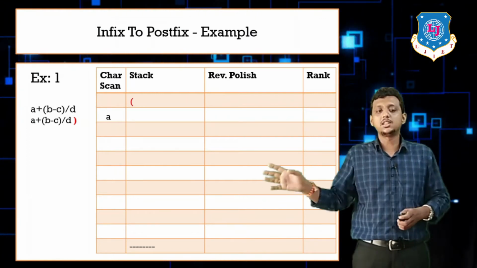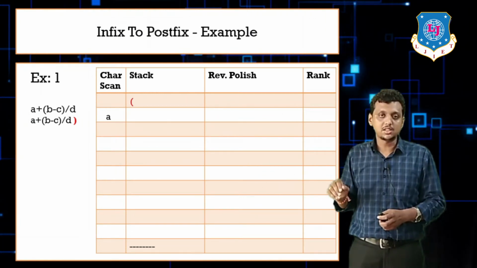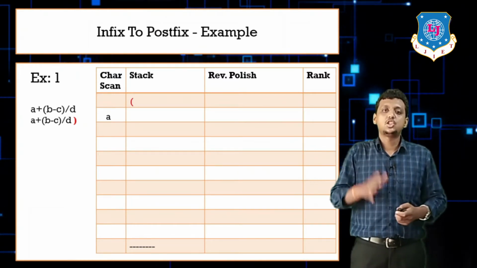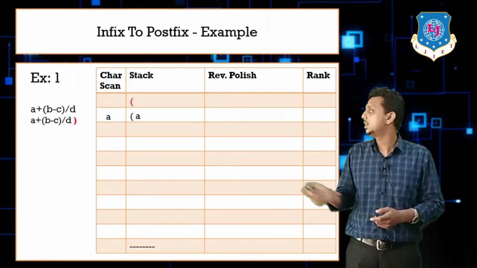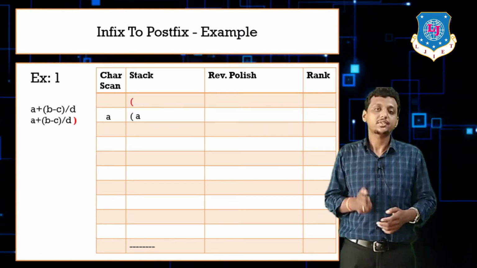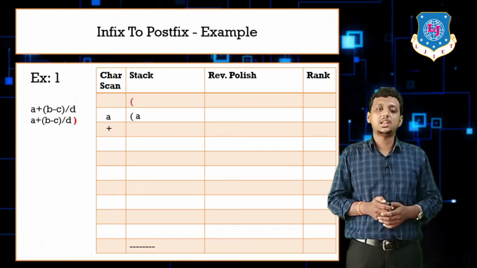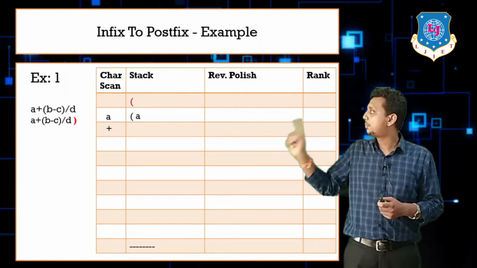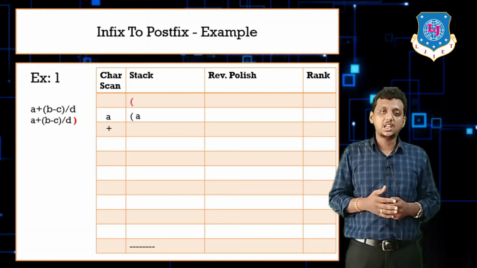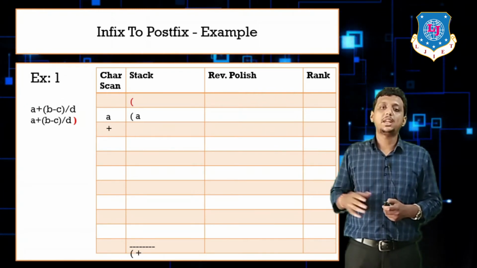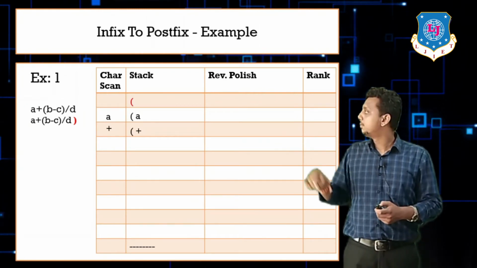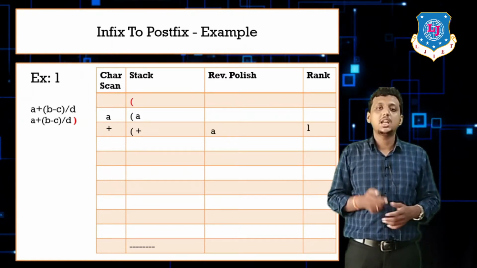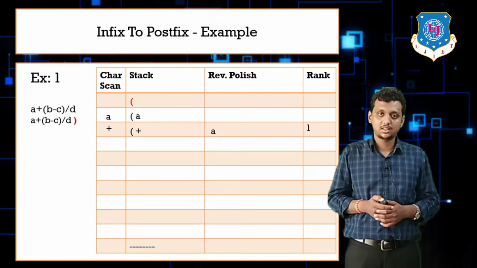Fine. So here we have A and the opening bracket, students. Just compare both of them. Obviously, A has higher precedence, so just push it inside the stack. It becomes opening bracket and A. Next, we have plus. So what to do? Just compare the precedence of plus with A. A has higher precedence, so pop A and append it to the reverse polish. So here it is A. Rank becomes 1 and then push plus inside the stack.